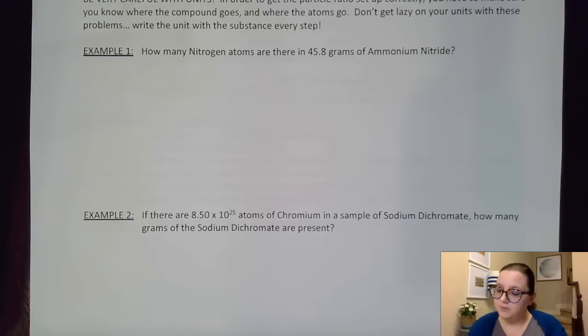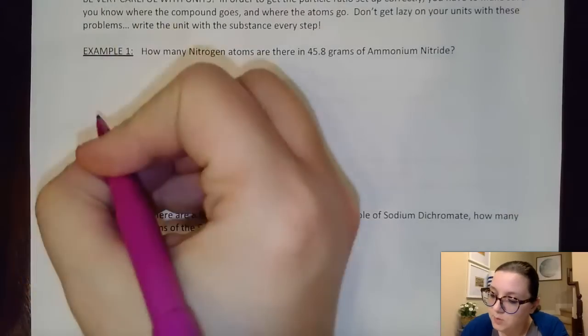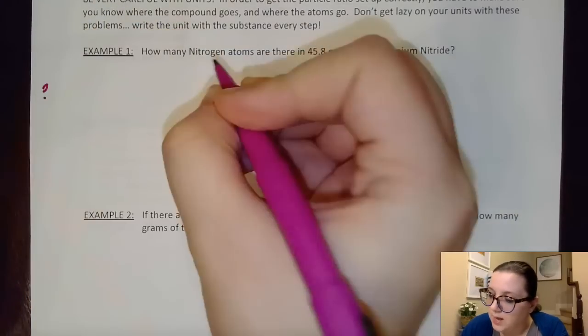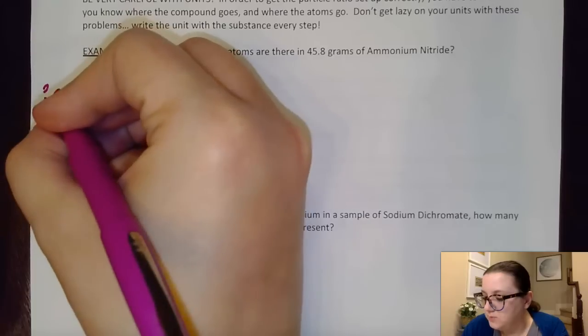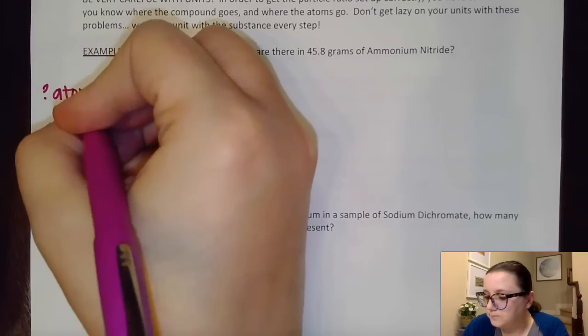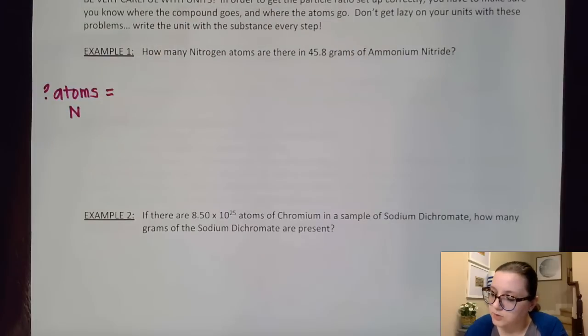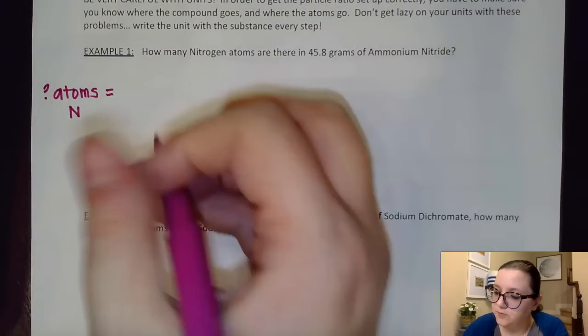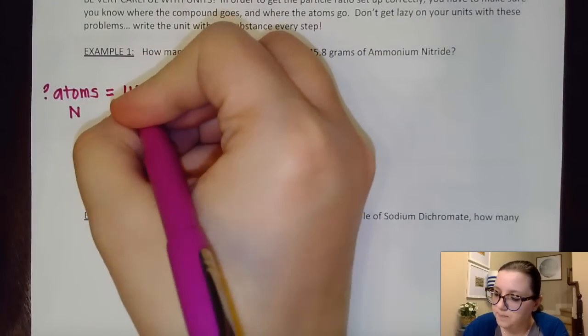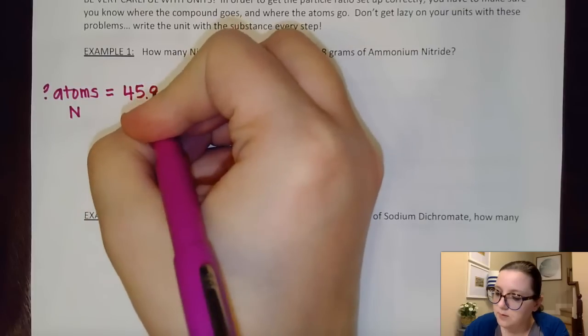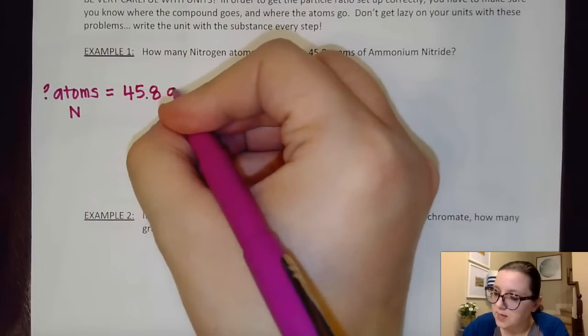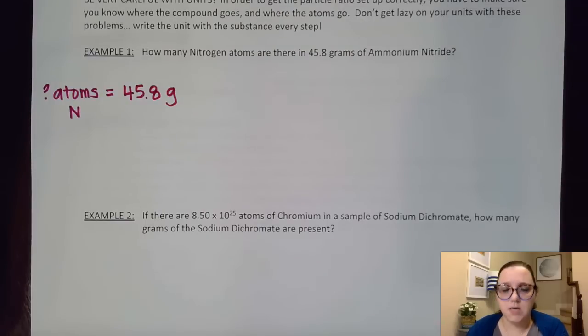So let's talk about this one. I'm going to first start this off just like we started off all of our other calculations we've done with stoichiometry up to this point. I'm going to write how many nitrogen atoms. So I'm going to put atoms of N are equal to our start number, which is 45.8, and we have grams, and we see we have ammonium nitride.